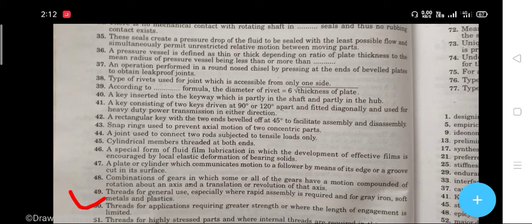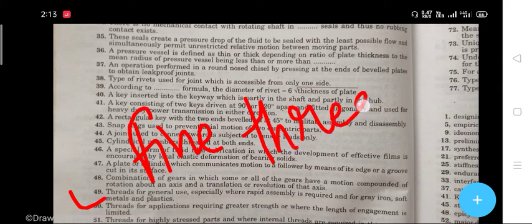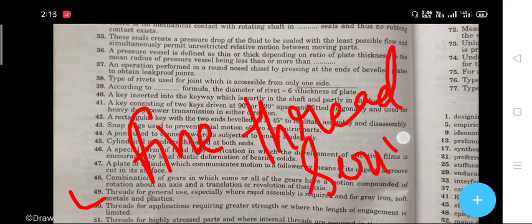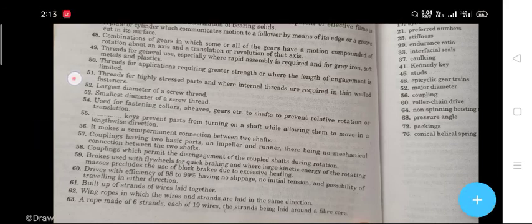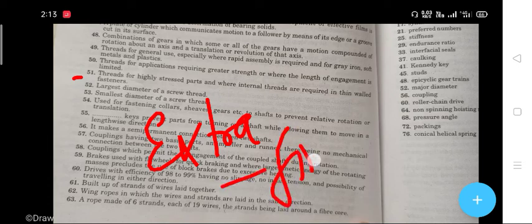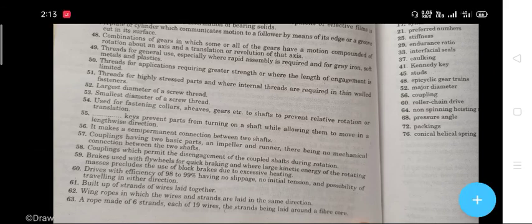engagement is limited. The right answer is fine thread series. Next question, question number 51 says that threads for highly stretched parts and where internal threads are required in a thin walled fastener. Right answer is extra fine thread. Next question, question 52.